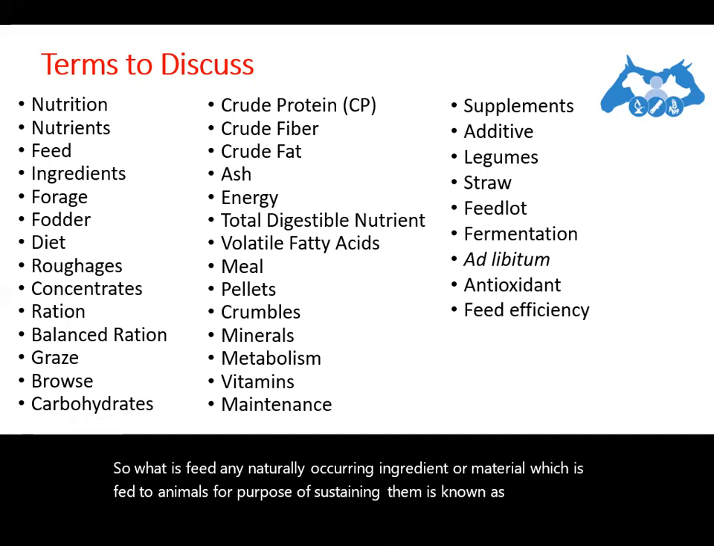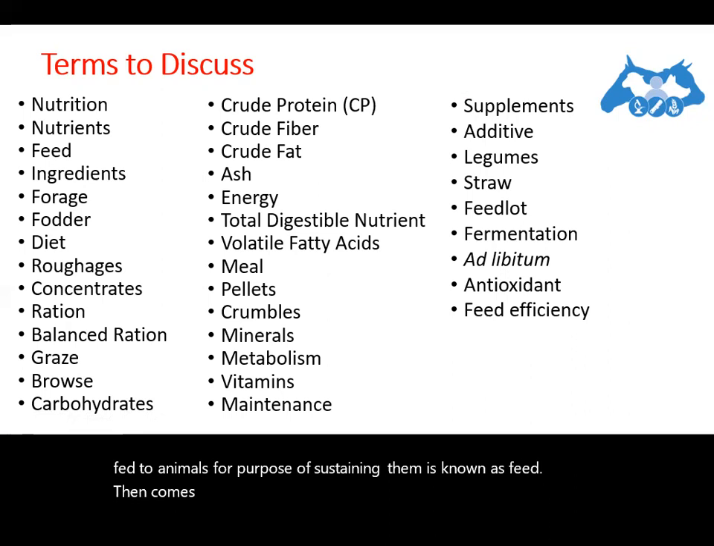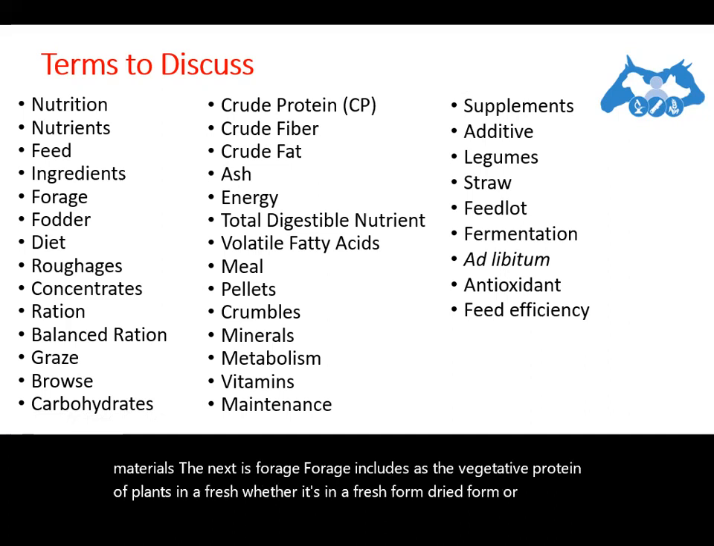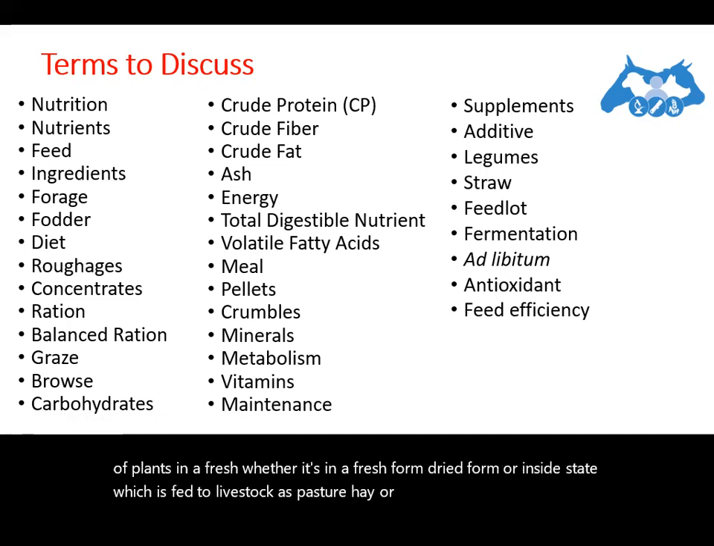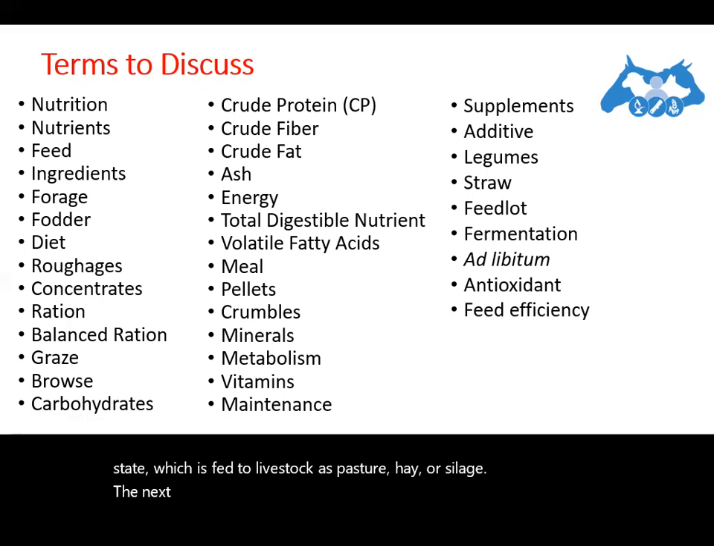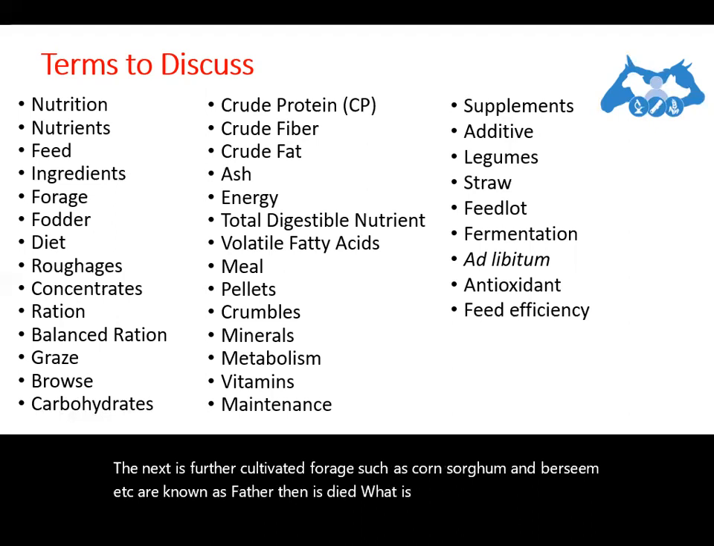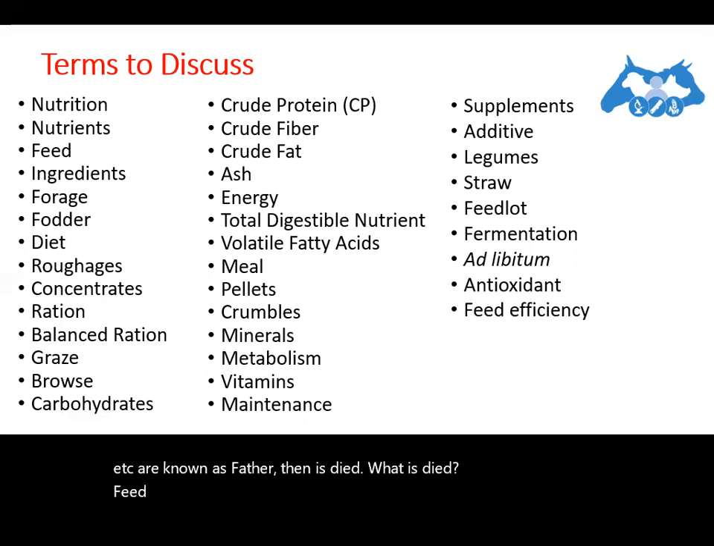The next is forage. Forage includes the vegetative portion of plants, whether in a fresh form, dried form, or ensiled state, which is fed to livestock as pasture, hay, or silage. The next is fodder. Cultivated forage such as corn, sorghum, and berseem are known as fodder. Then is diet. What is diet? Feed ingredient or mixture of ingredients, including water, that is consumed by animals is known as diet overall.